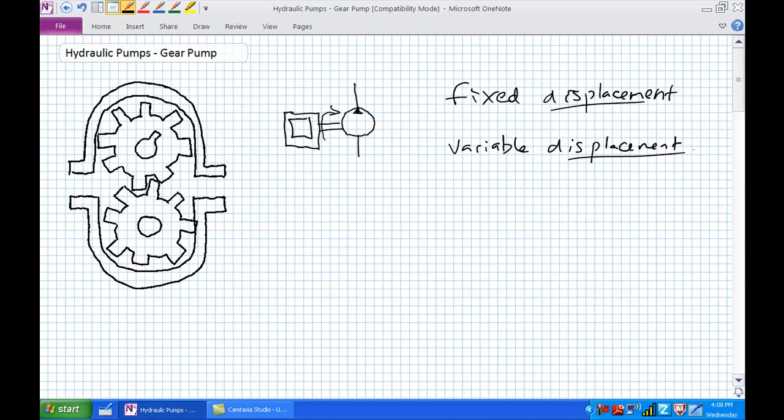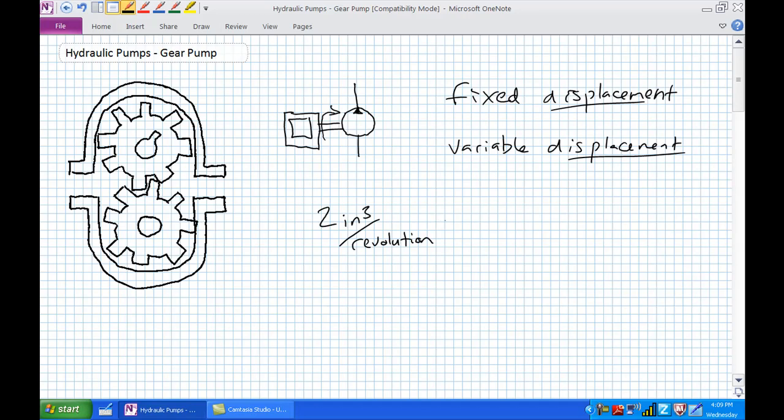Okay, so fixed displacement, and I know we haven't gone into our gear pump yet, but per revolution of a shaft, let's say it displaces 2 cubic inches per revolution. And we can't change that. That is in the pump's nature, it is a fixed displacement. You cannot change that particular number, and a manufacturer will give you that for that particular pump. What I'm saying is that number will always stay the same.